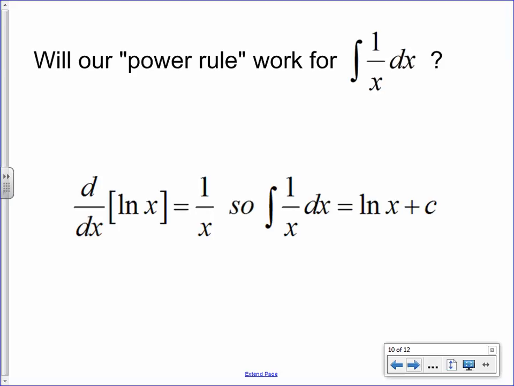Now, I am going to do something here, though. Why am I putting an absolute value there? Because we can't have negatives inside of our natural logarithm. Is it okay for negatives to be here? Yes, but not when we take the antiderivative. So you need the absolute value when the natural log is your answer for an antiderivative.